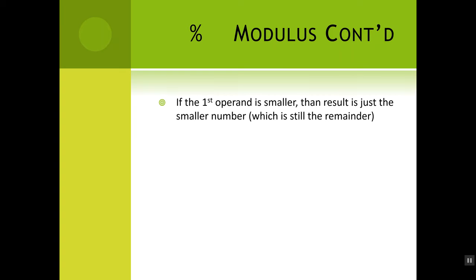This is still the remainder, but it's easy to remember and makes things quicker. If the first operand is smaller, so let's say you had 3 mod 9999, this looks like it's a hard math problem, but not really, because the left number is smaller, and so the answer is just the smaller number.